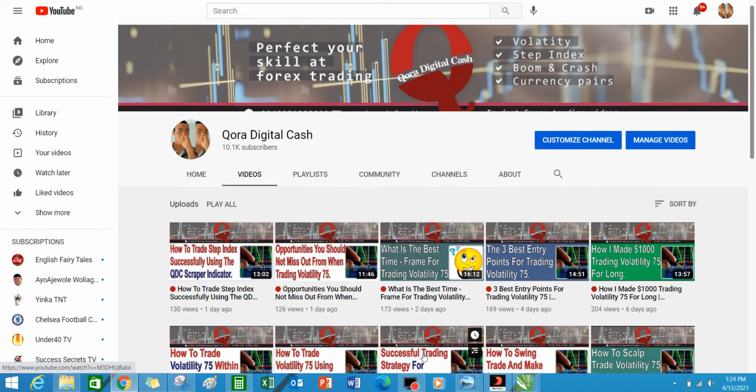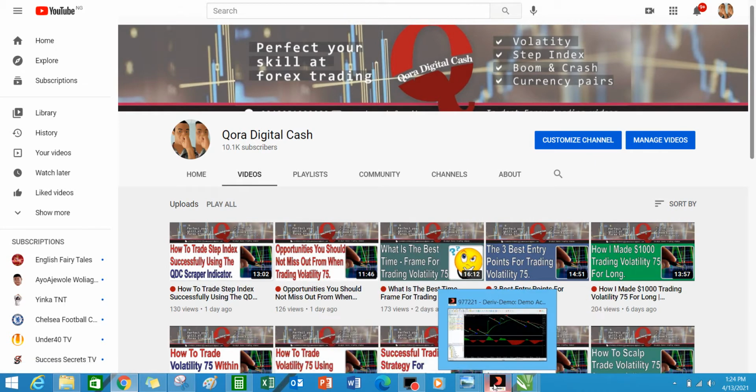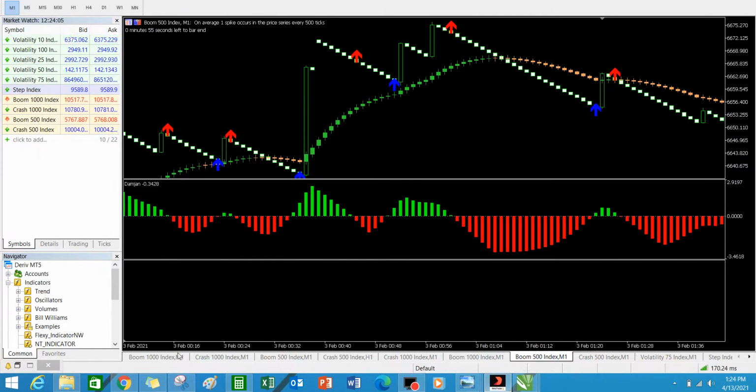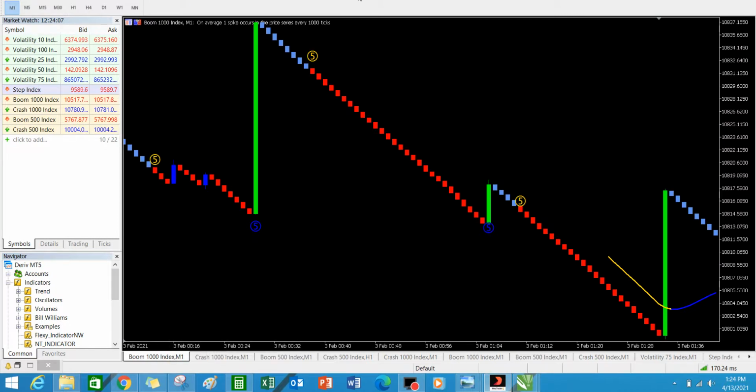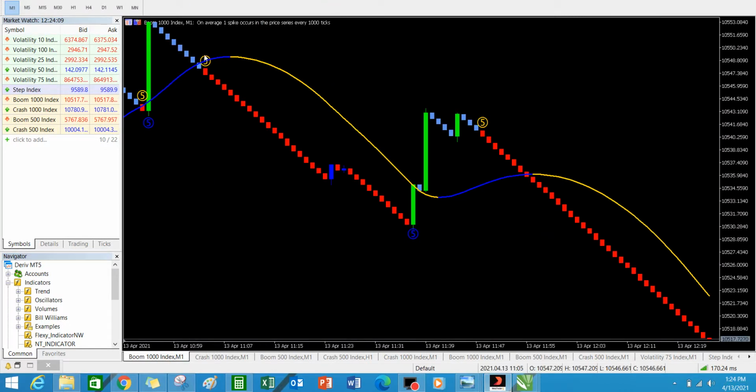Quickly, let's go straight into what we have for today. But before doing that, let's quickly do some market analysis to see what is happening in the market. The first one I will be looking at is Boom 1000, and I'm using the signal indicator. Presently, the signal indicator shows that Boom 1000 is on downtrend.